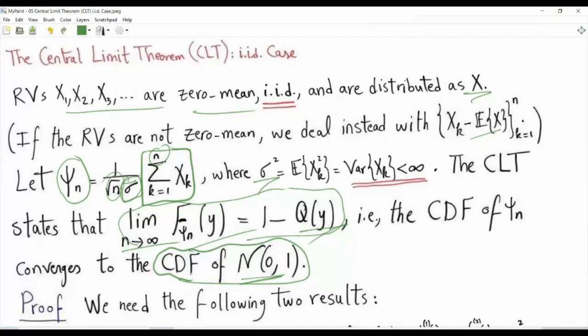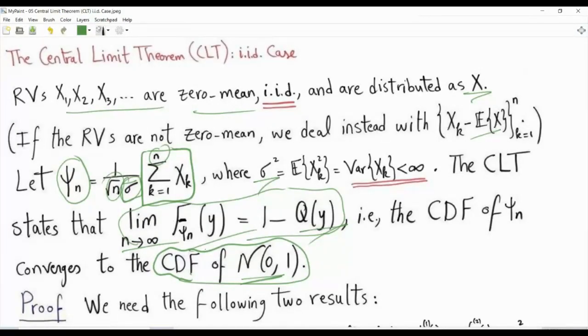So how can we do something? How can we deal with the sum in an efficient way? Characteristic function, right? Because the characteristic function of a sum of independent random variables is a product of characteristic functions. No convolution, we just multiply.